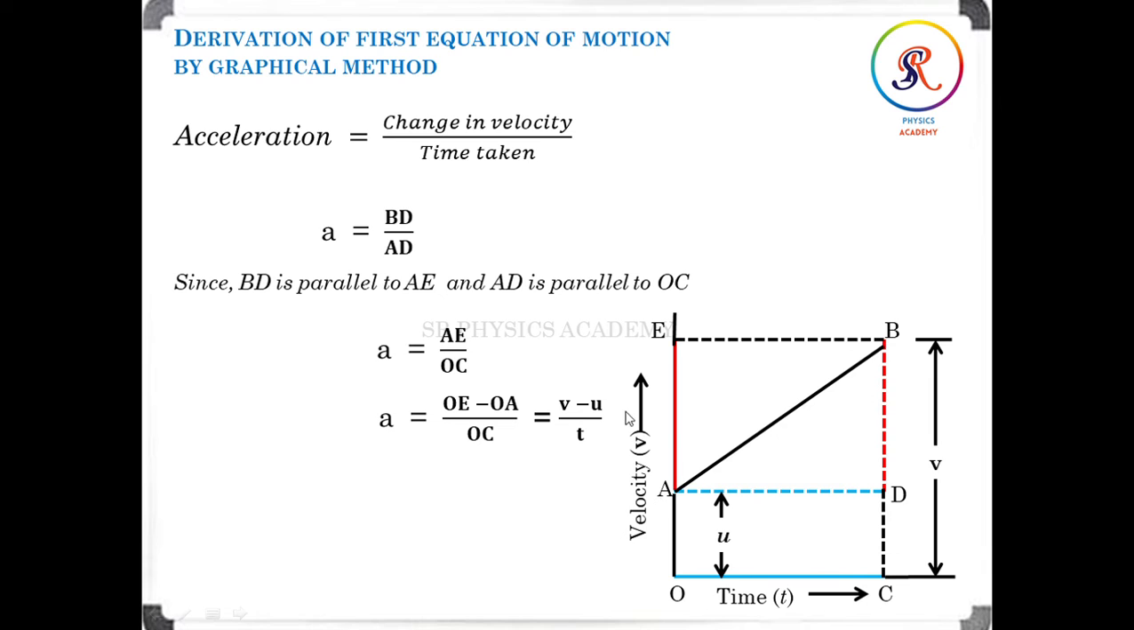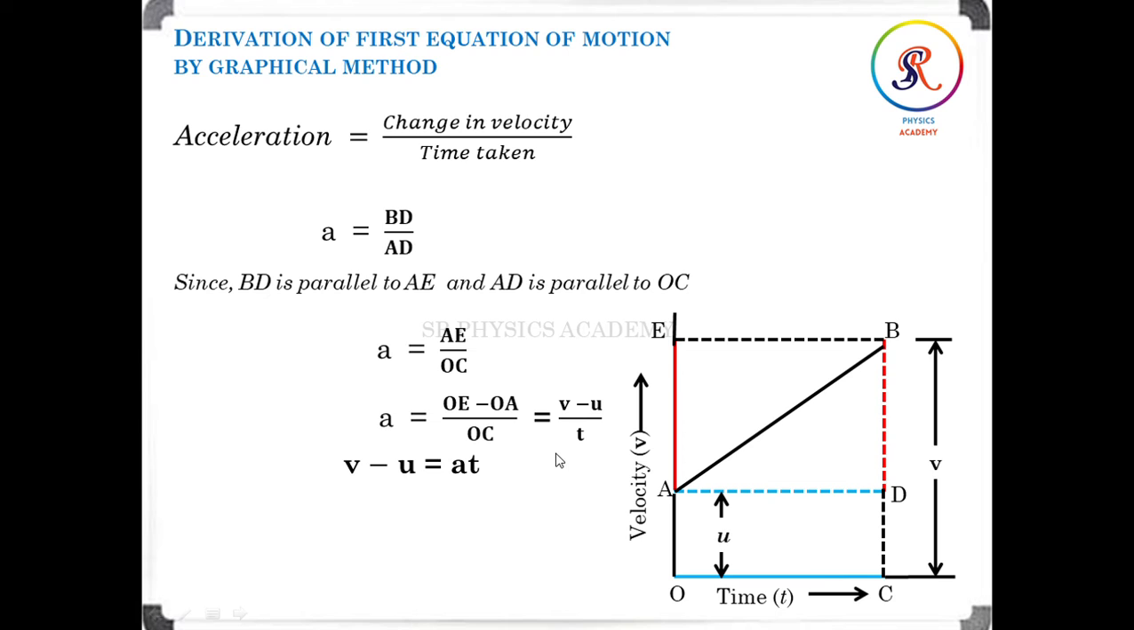Why are we writing this? Because we know the initial value and the final value. OE is nothing but the final velocity V, minus OA, which is U, the initial value from this distance. So V minus U by OC, which is our x-axis, time t, because in this graph we know the x-axis and y-axis. That's the reason we take the initial velocity and final velocity: V minus U by t. Clear?